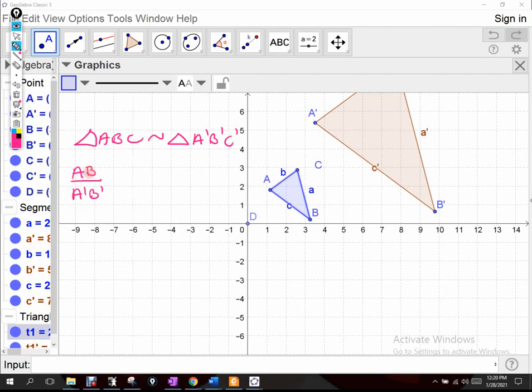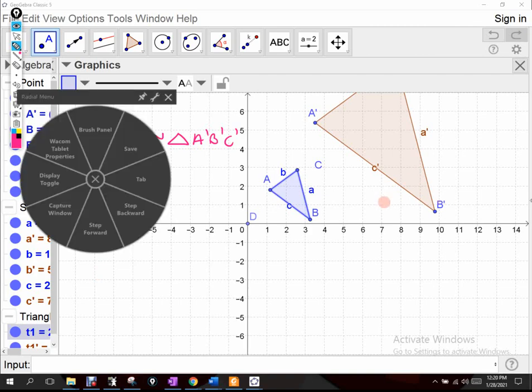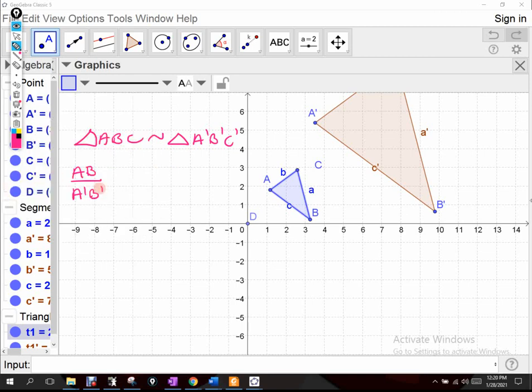We never had to do that comparison for this setup, this problem. But we now know that AB over A prime, B prime should be equivalent to BC over B prime, C prime. Should be equivalent to AC over A prime, C prime.